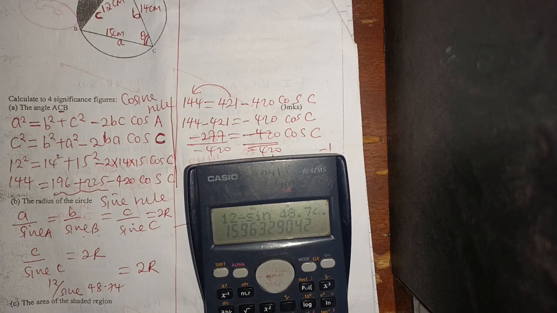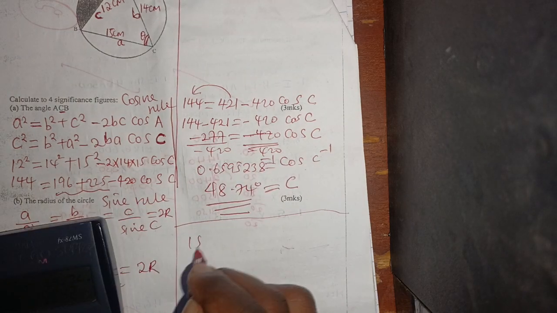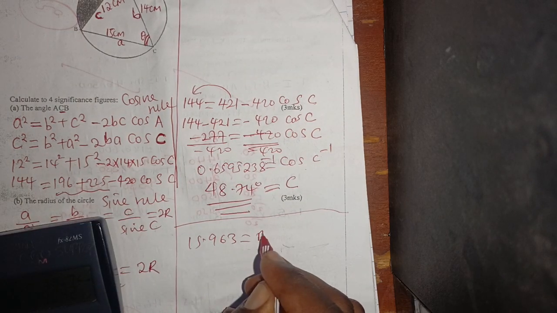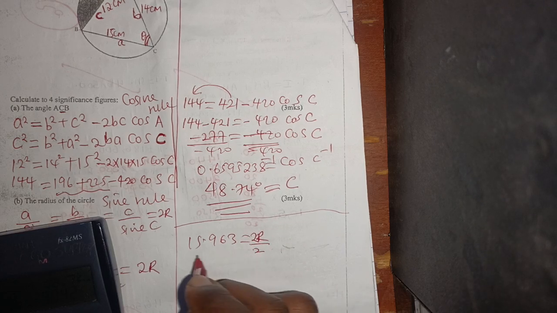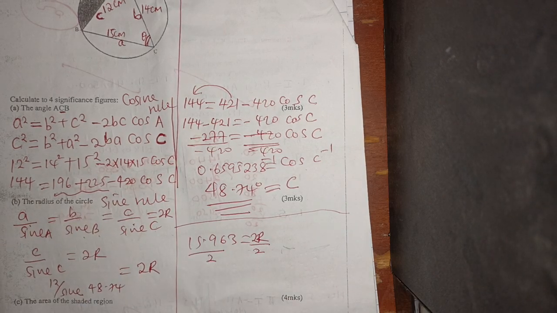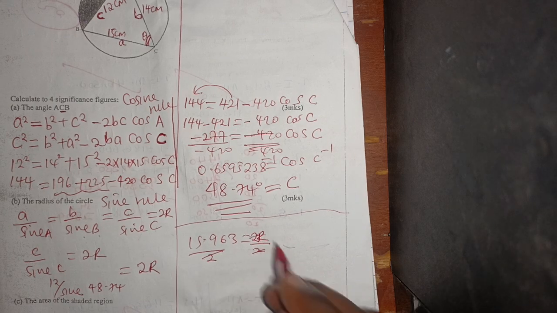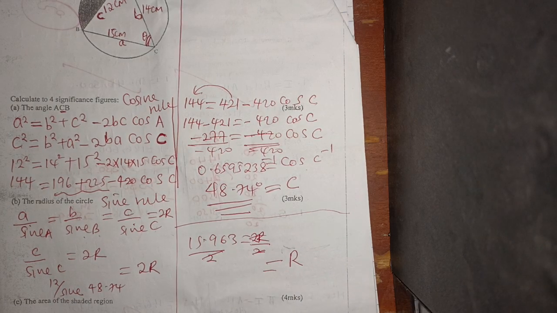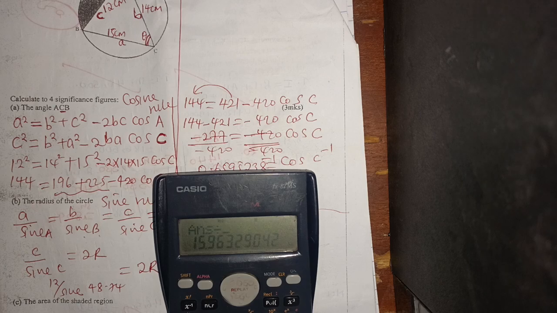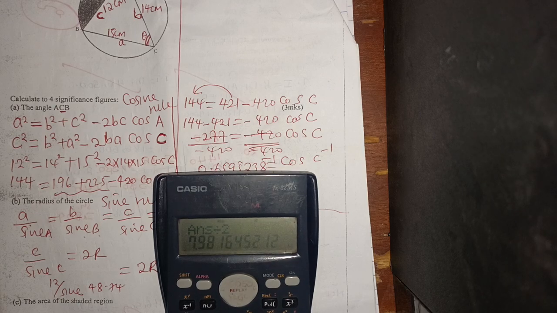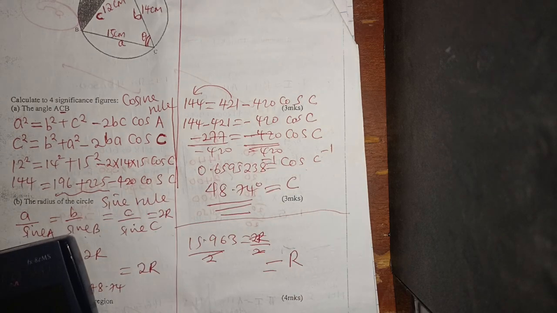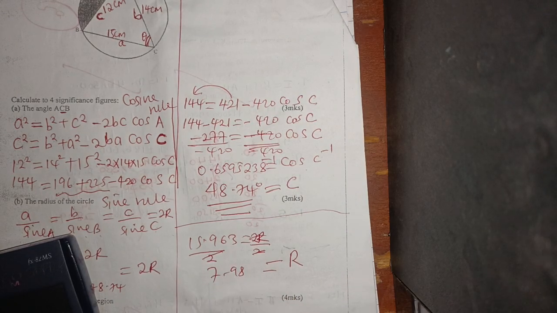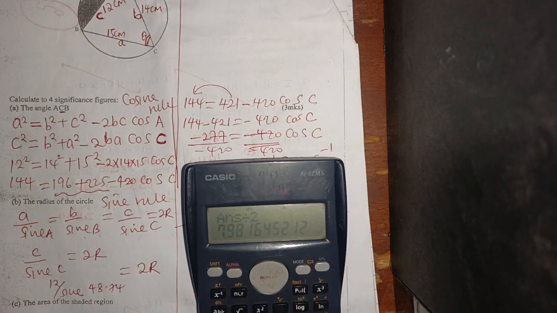So 15.963 is equal to 2R. If I divide both sides by 2, I'll be able to get the radius of that circle. So our radius R is equal to, I take this answer, then divide by 2. That gives me 7.98. So the radius of the circle is 7.98 centimeters. That is the radius of the circle, 7.98 centimeters.